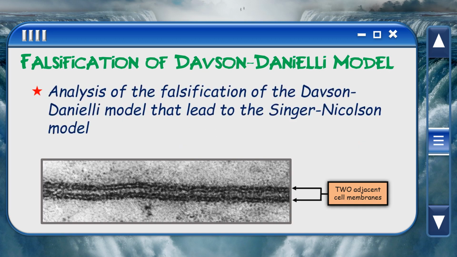Analysis of the falsification of Davson and Danielli's model led to the Singer-Nicolson model.